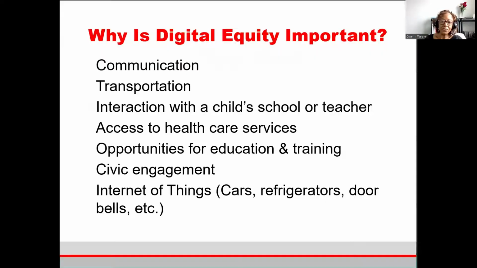So, I guess I need to move along a little more quickly here. Thank you. So again, digital equity, why is it important? Well, as you can see, it's important for pretty much everything. I think we probably want to move on.